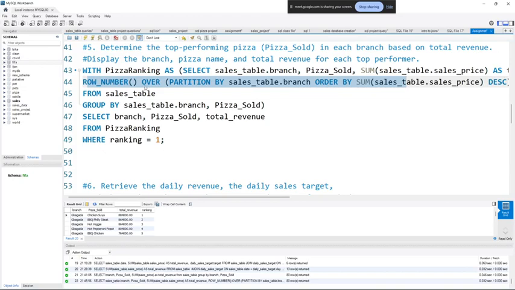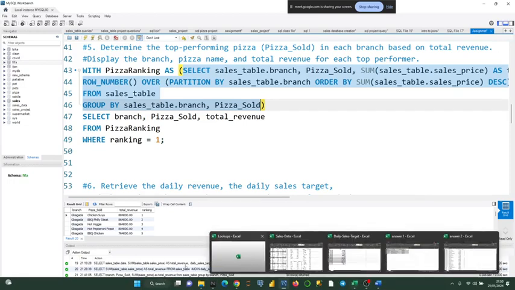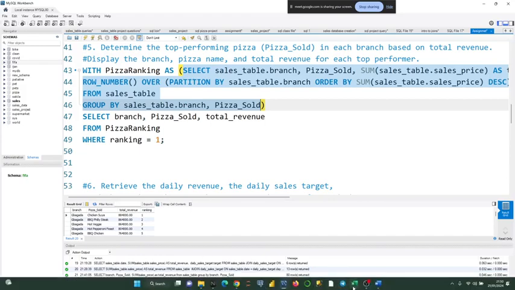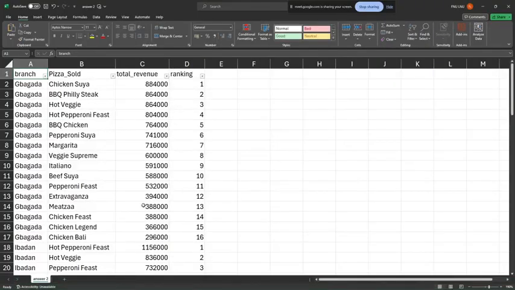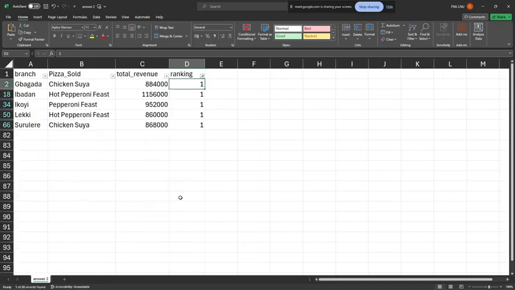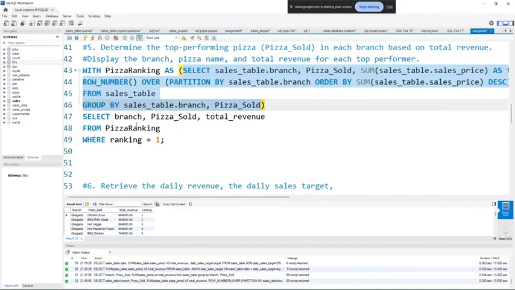I want to explain this CTE, this particular one. We started with a CTE, pizza ranking. That CTE gave us this table. Look at the table here. Can you see there's a ranking here? Now, from this table, I will select the branch, the pizza sold, and the total revenue. I will not select ranking, but I want to see all those rows where the ranking is equal to 1. So let me move on.